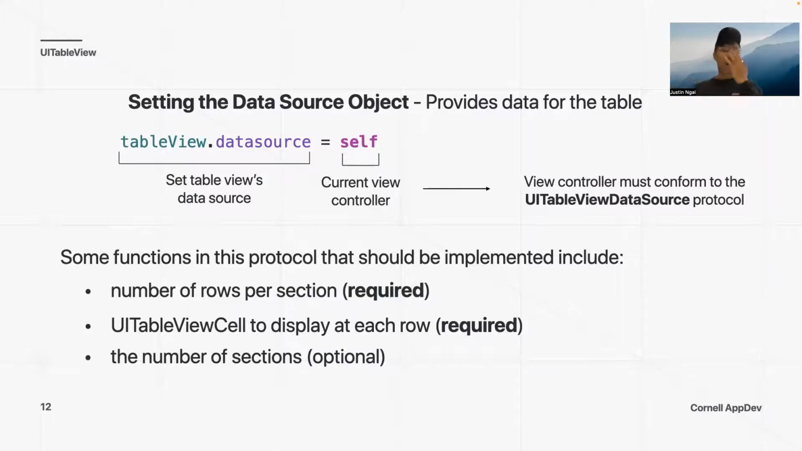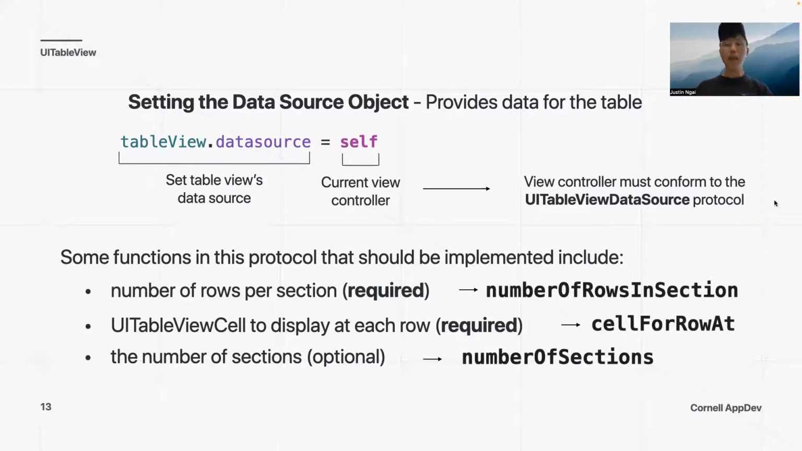That's basically it. And if you don't specify the number of sections, it's just going to default to 1. So you don't actually have to tell it the number of sections, but if you don't, just remember that the section number will be set to 1. Okay. And so these are the corresponding functions: number of rows in section, self-row at, number of sections.